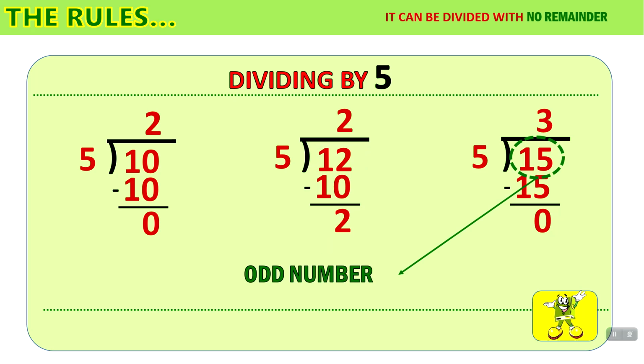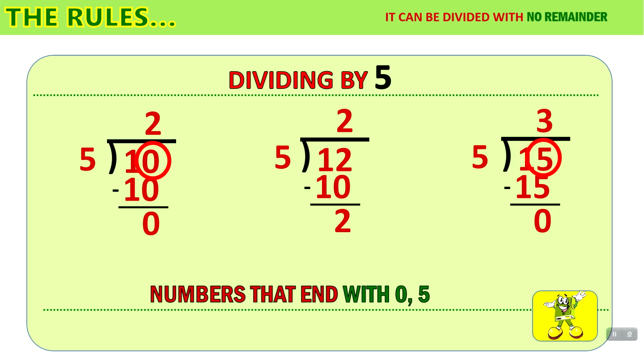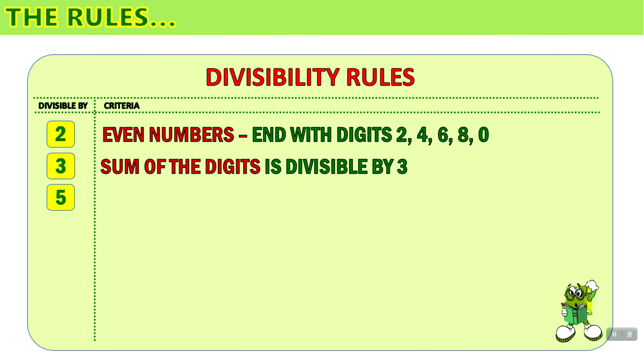15 is an odd number, and that had a remainder of 0 when we divided by 5. Let's look at the last digit in 10 and 15. And we see there is a 0 and a 5. And so the rule is numbers that end with 0 and 5 are divisible by 5, meaning they will always have a remainder of 0 when we divide by 5. So let's add that to our list of rules. A number is divisible by 5 if it ends with 0 or 5.